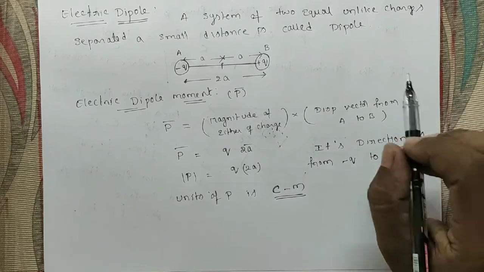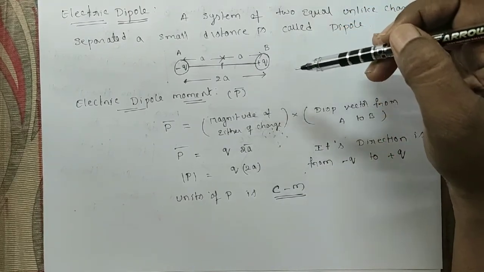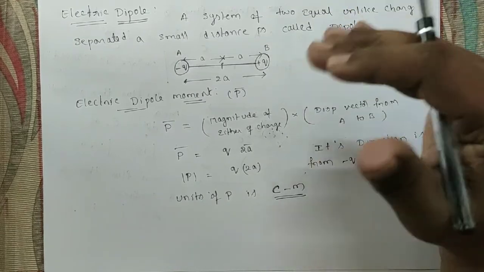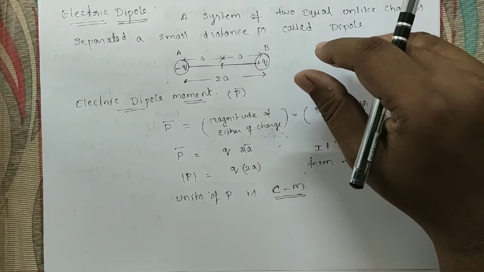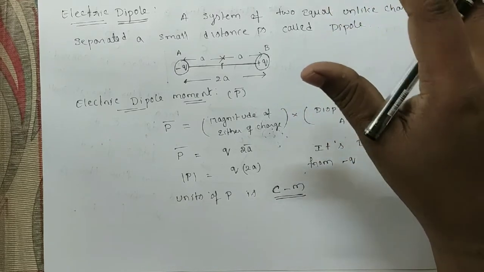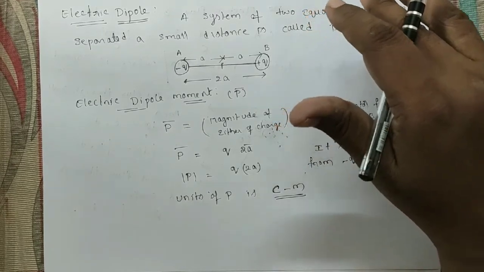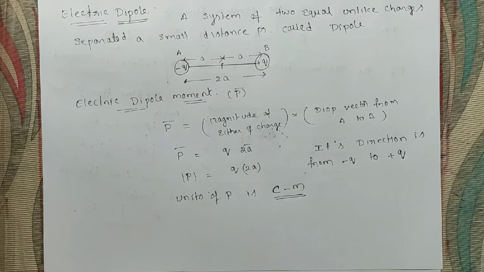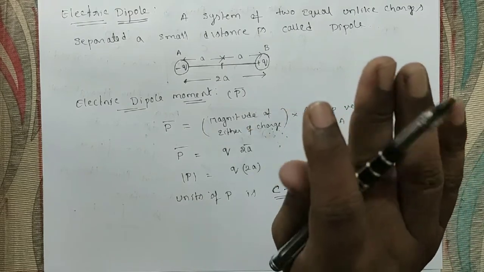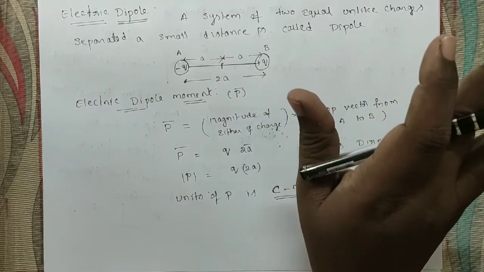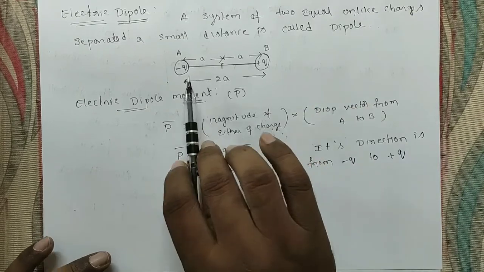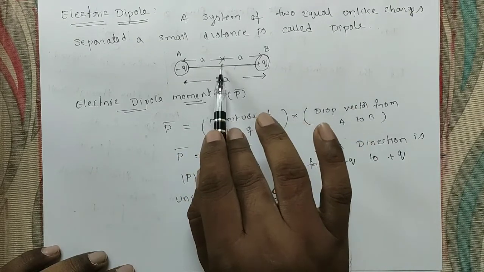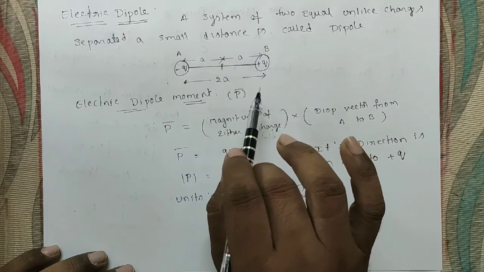Next we go for the electric field intensity due to this dipole. Already we discussed the electric field intensity due to an isolated charge, that is E equal to 1 upon 4 pi epsilon naught into Q by R square. You can check the previous videos. Here we have a system of two equal and opposite charges, and due to these two charges we need to determine the electric field intensity.